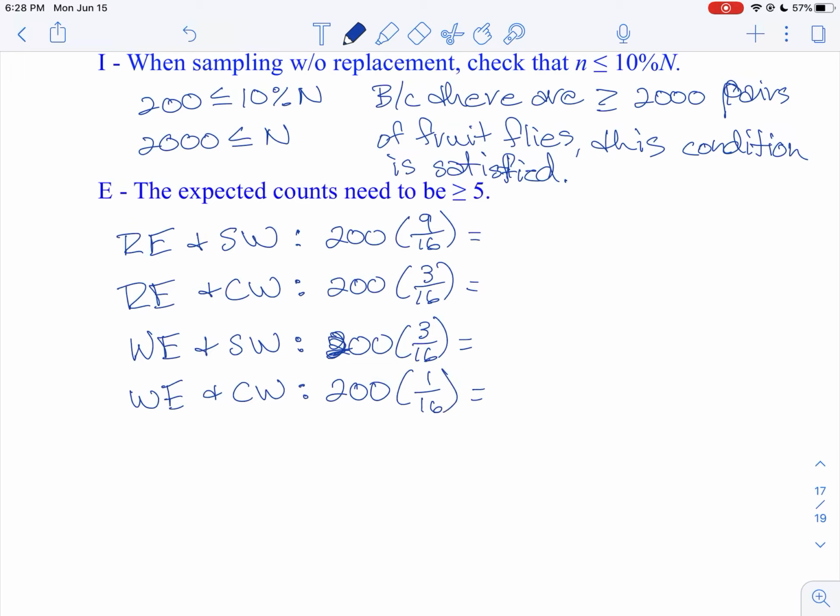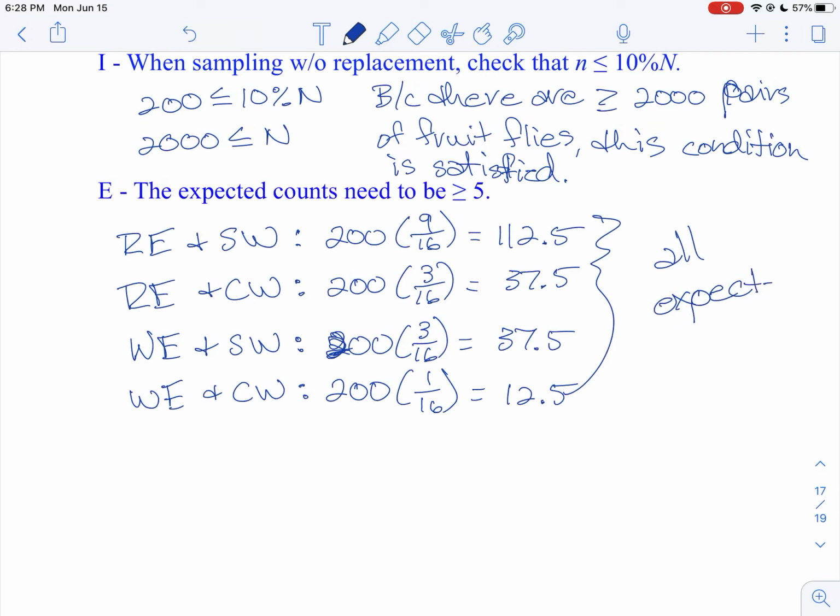And let's see what all those are. So 200 times 9 over 16 is 112.5. And then 200 times 3 over 16 is 37.5. The next one's 37.5. And then 200 times 1 over 16 is 12.5. So then I can say all expected counts are greater than or equal to 5, because I can see right there they all are. The smallest is 12.5. Okay.